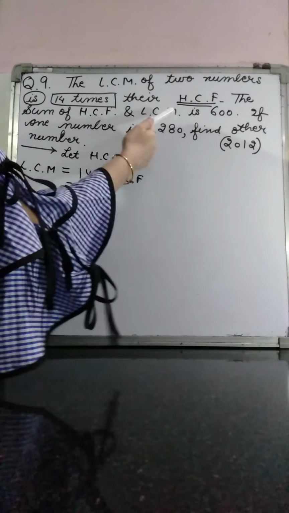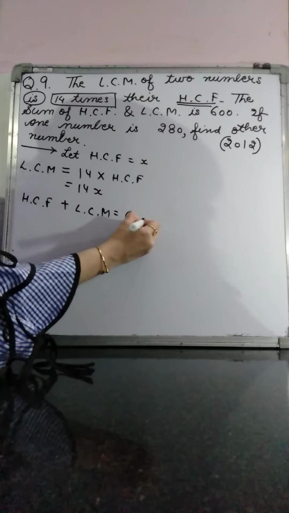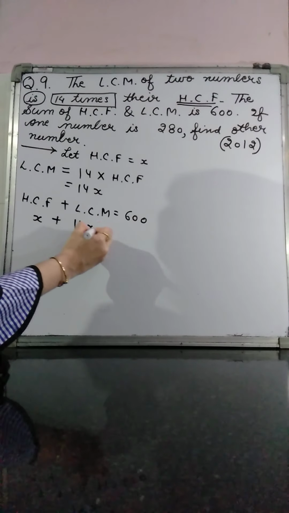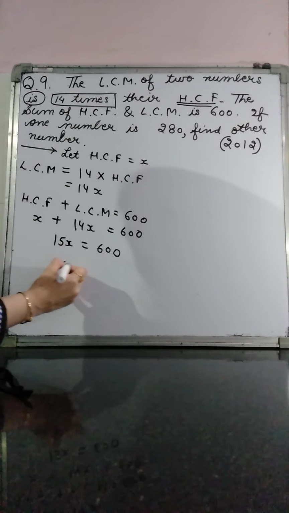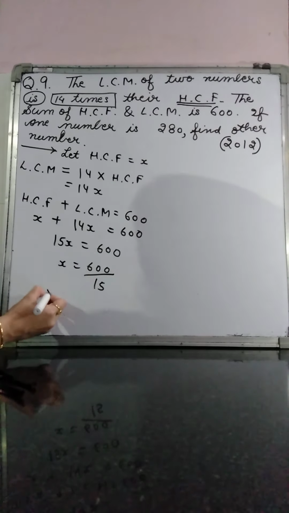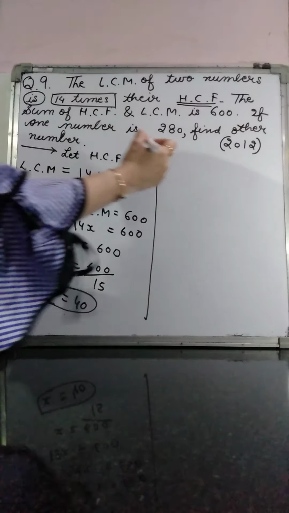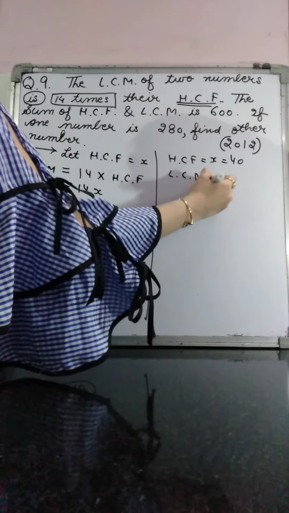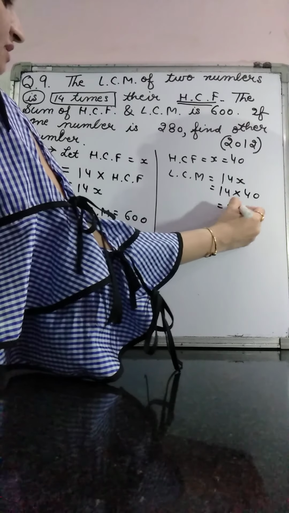The sum of HCF and LCM, given that HCF plus LCM is equal to 600. Now substitute values. For HCF put x, for LCM substitute 14x. x plus 14x, 15x. 600 by 15, x is equal to 40. So HCF is x, that is 40. LCM is 14x, that is 14 into 40, 560.